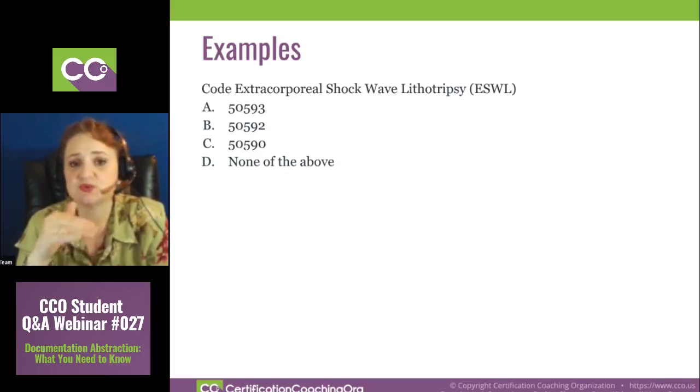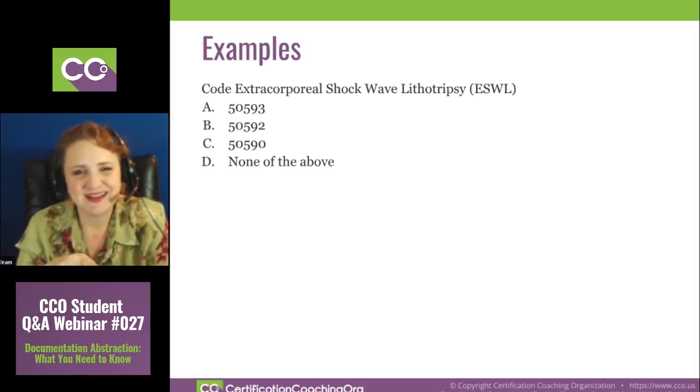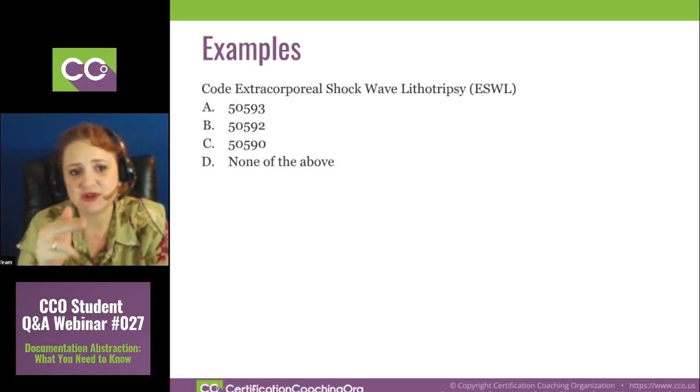Well, it's great of them to make D none of the above, because if the choices aren't pertinent, then I'm going to pick none of the above. But a little hint here: when the first characters are the same in a code, then it's pretty specific. If it was a 504, 501, 505, that is different. Then it might be none of the above. But the person that wrote this question stayed right in the general area, 5059. So the only difference is a 3, 2, and 0.